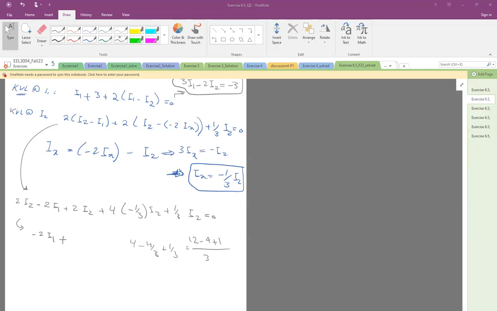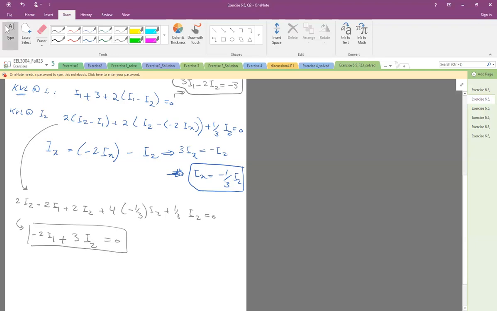Okay, so this is 8 plus 9/3, which is 3. Very good. This is 3. So the whole thing here is 3 times I2. I just added them up, equal to 0. Okay, so that's the second equation.